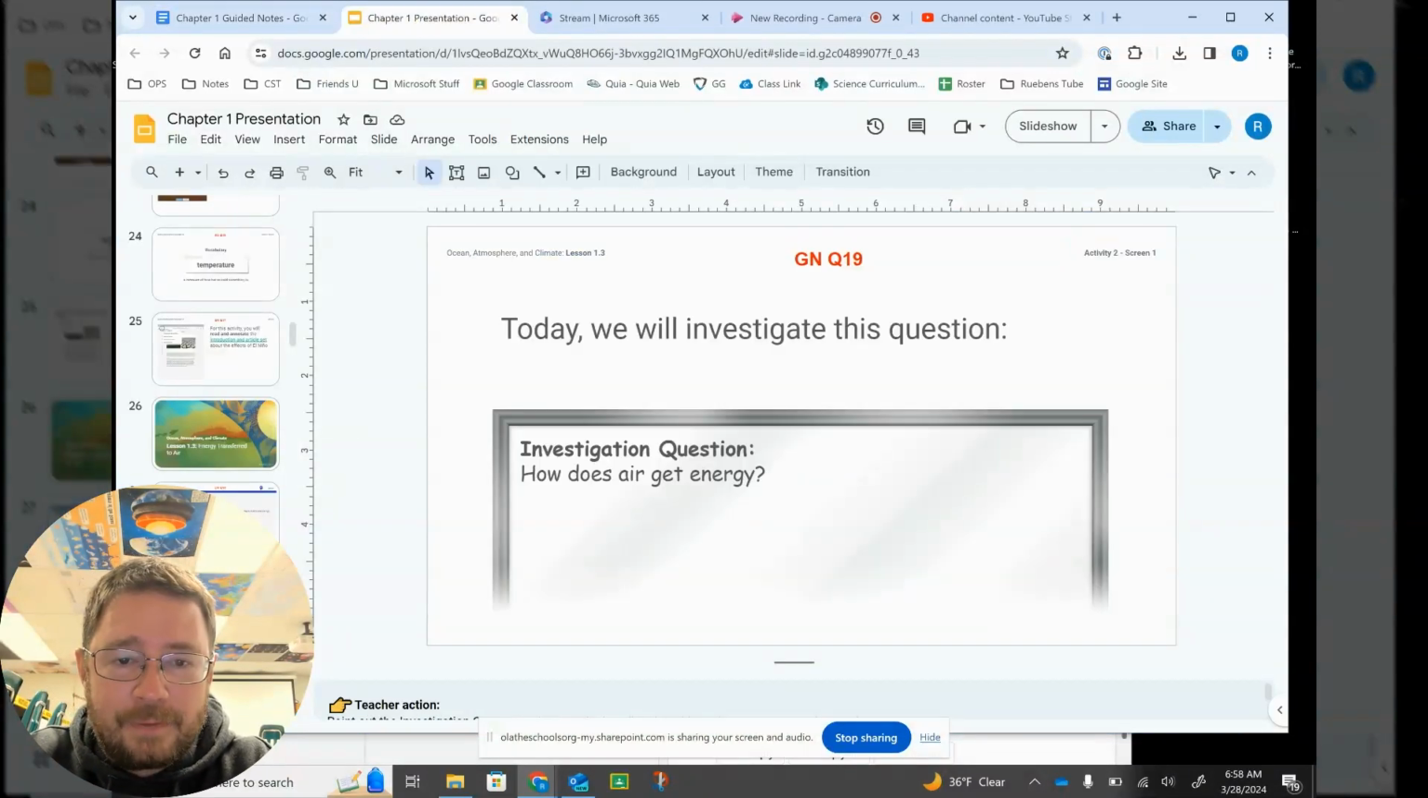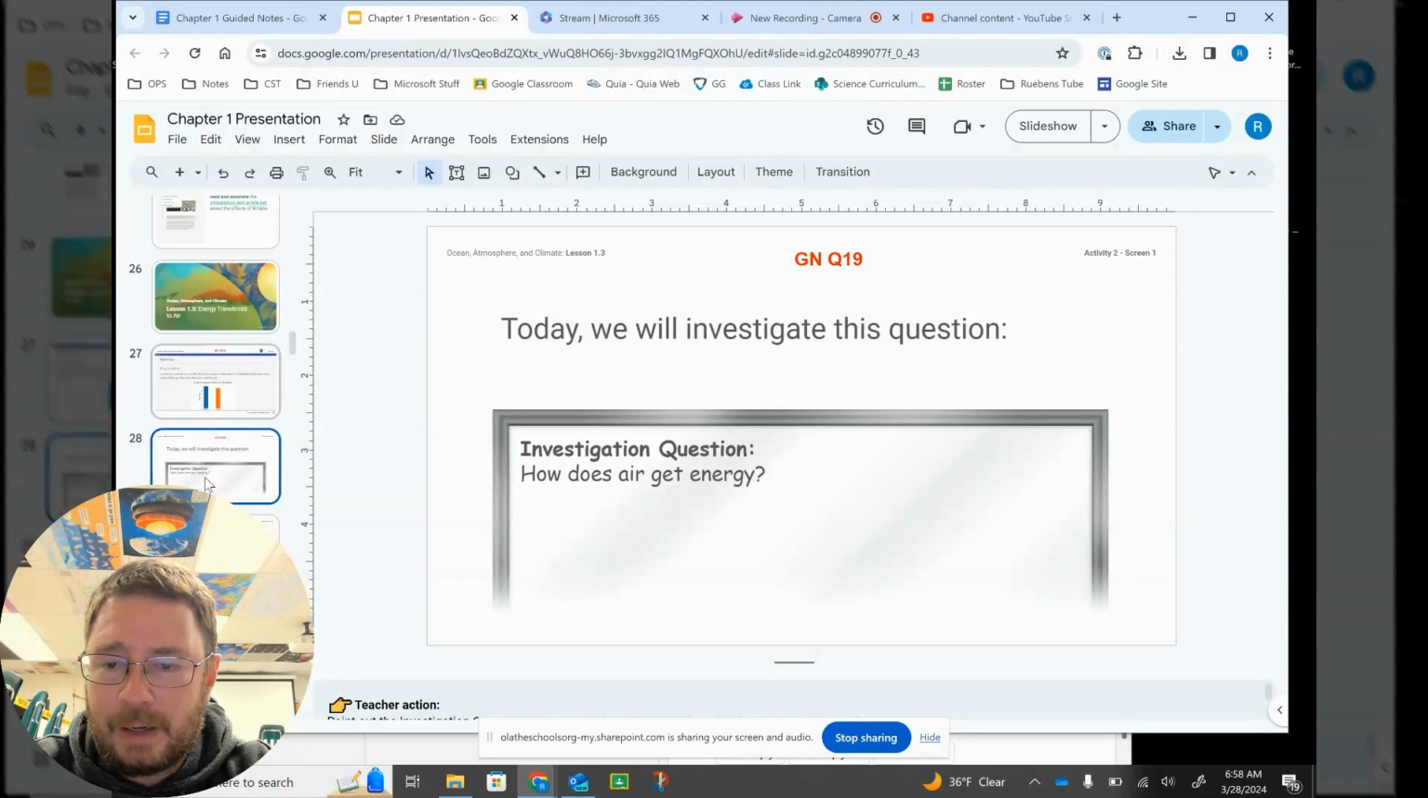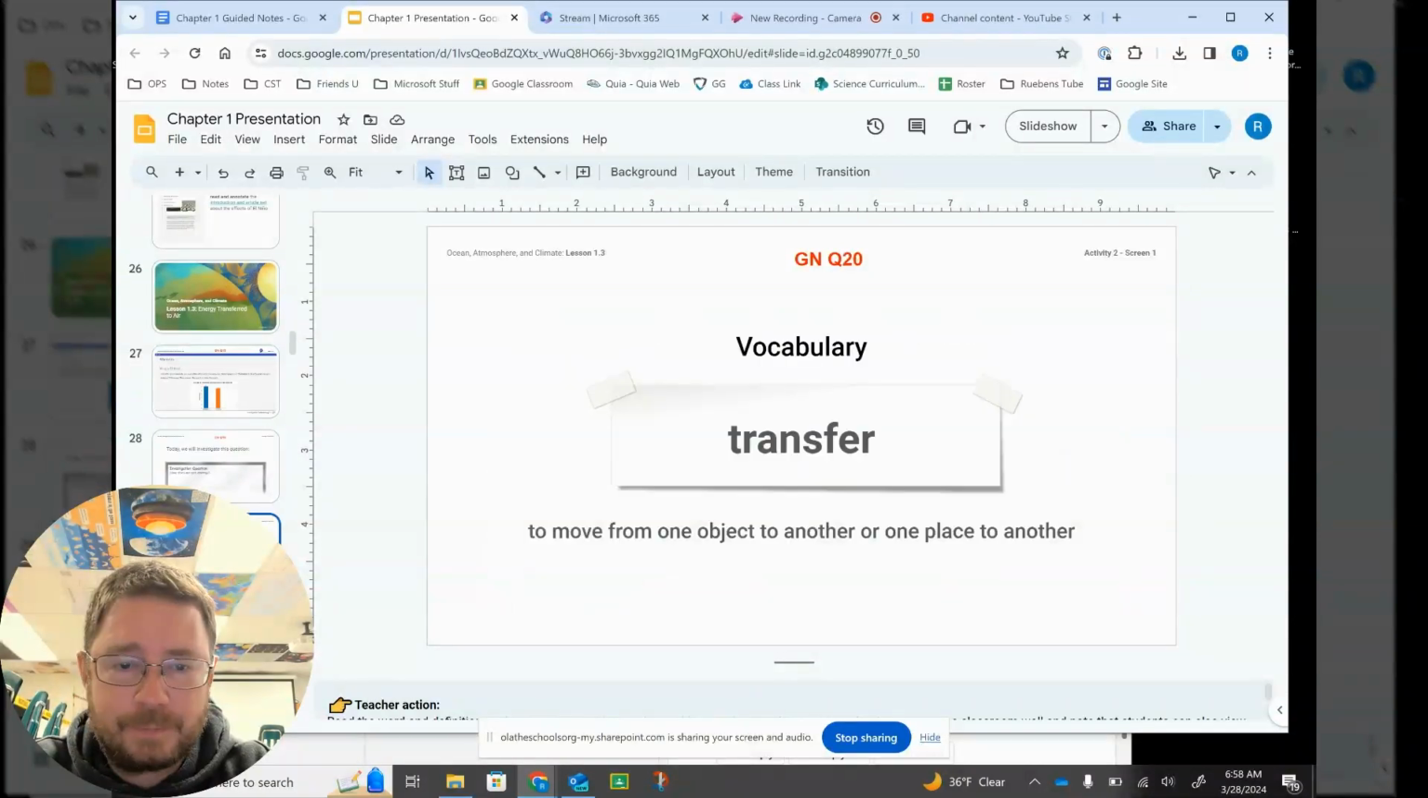So today we have an investigation question that we're going to be exploring. And that question, question 19, I want you to write in, how does air get energy? So when we warm up or have a warm day, where does that energy come from?